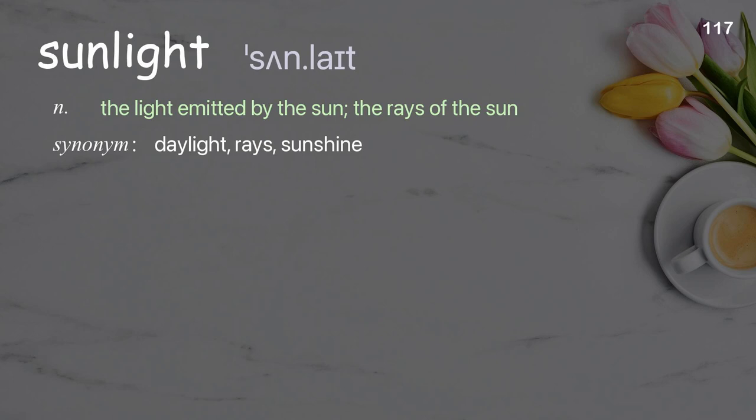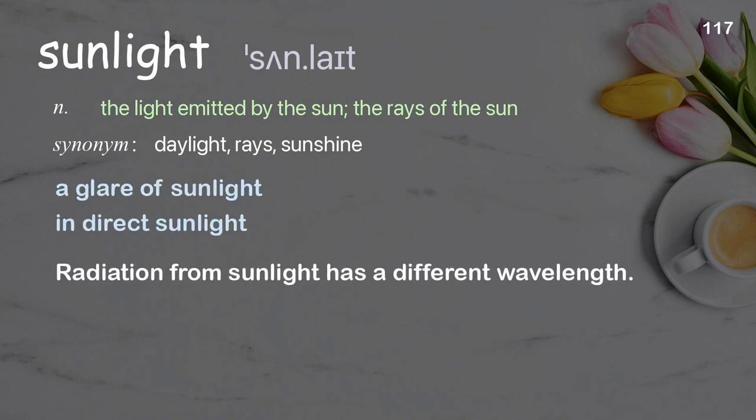Sunlight. The light emitted by the sun, the rays of the sun. Examples. A glare of sunlight. Indirect sunlight. Radiation from sunlight has a different wavelength.